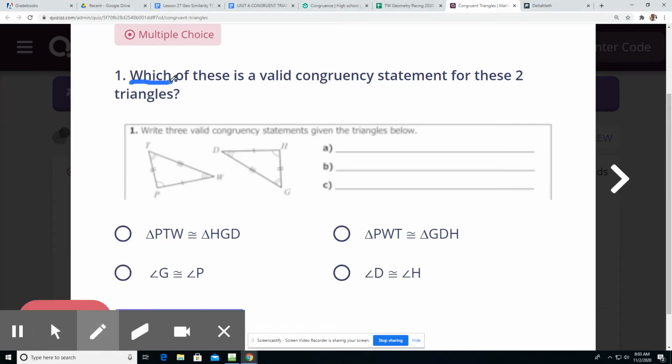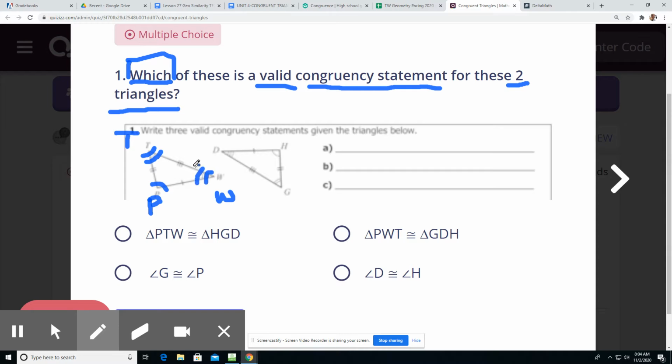Okay, it's asking which of these is a true congruency statement for these two triangles. Well, it's a little bit hard to see, so let me just go ahead and mark that's vertex P, vertex W, vertex T. Looks like we got two dashes on there, one dash here, and 1, 2, 3 there for our triangle. And they're only talking about the angles here. So let's just go ahead and stick to angles.